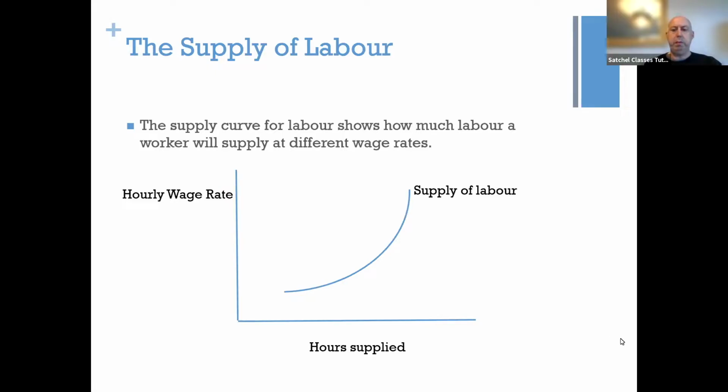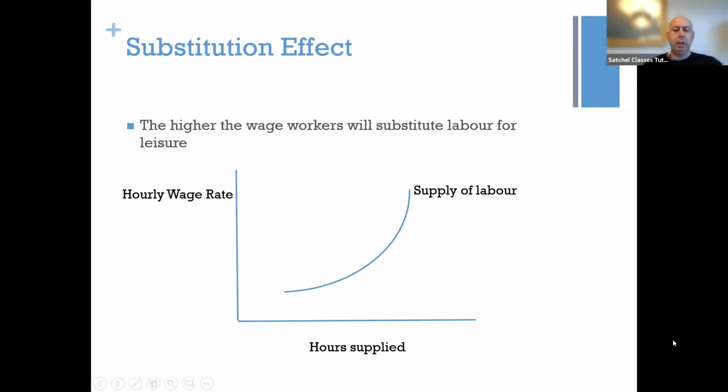So the substitution effect. The higher the wage, workers will substitute labour for leisure. So as the wage rates increase, workers are far more willing to give up hours of their leisure to actually work and earn some more money.